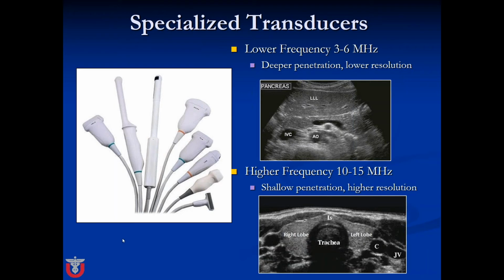Now, we do have specialized transducers that we can use to try to help us. The lower frequency transducers have deeper penetration but lower resolution. They're good for looking at the abdomen. Here's the pancreas right here. Higher frequency transducers have shallow penetration but better resolution. They're great for looking at something like the thyroid gland, which we're looking at right here.